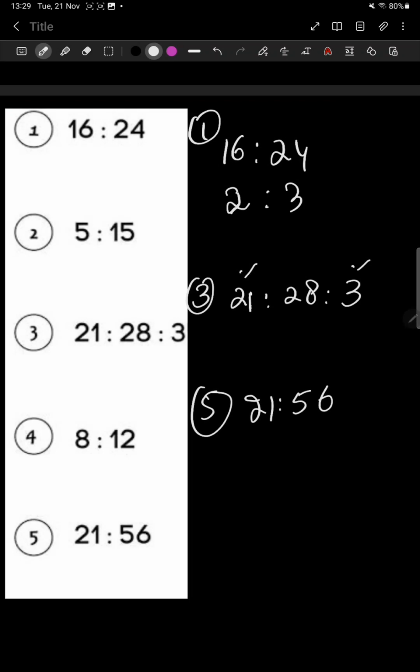Now think about different tables. Yes, it is coming in the table of 7. 7 3s are 21, 7 8s are 56. So the simplest ratio over here is 3:8. And these numbers are only simplifying by 7, no other table. So 3:8 is the simplified answer.